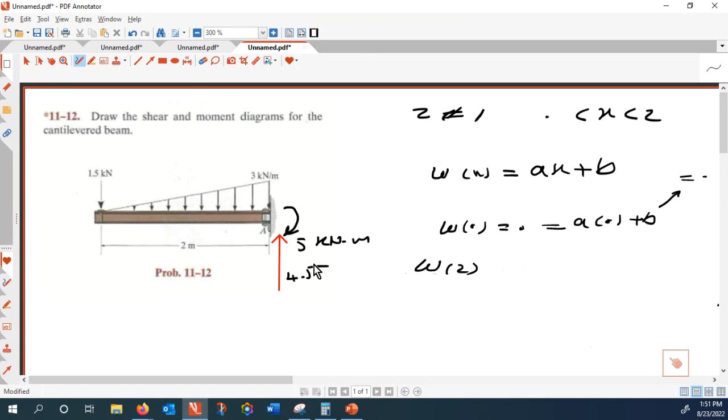I don't know why everyone makes a mistake. I keep repeating that. That is just for the convenience, you put it at the top. But because those are acting down, that is negative. It's not positive. If you replace that with a resultant load, would you put the resultant load down or up? Yeah. So that is minus 2, minus 3, and that is equal to A times 2 plus 0. And therefore, A becomes minus 3 over 2. And therefore, W of x is minus 3x over 2.